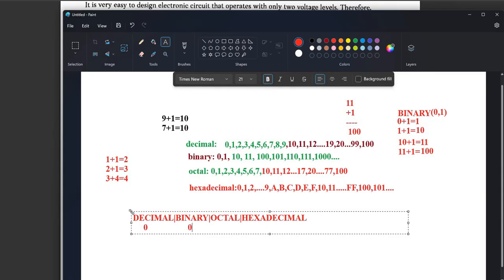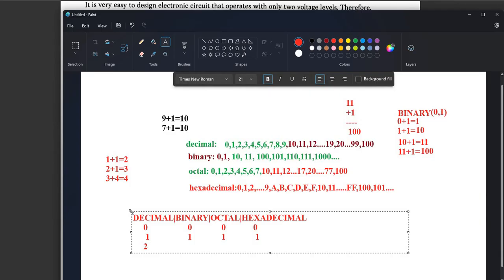Binary will also be 0. Then octal will also be 0. Decimal will also be 0. Next, decimal 1. Then binary 1. Then octal 1. Then hexadecimal also 1. Okay. Next, decimal 2. Binary, how much it will be?